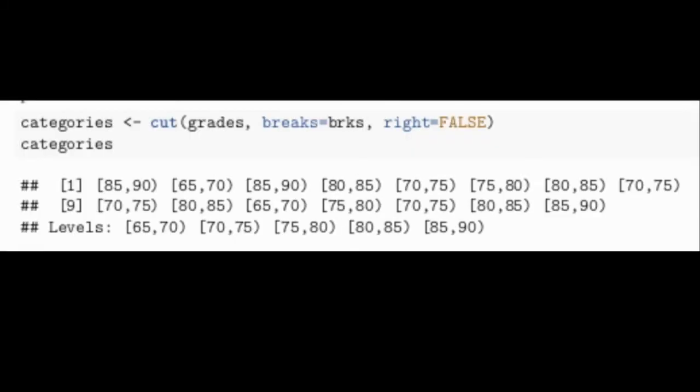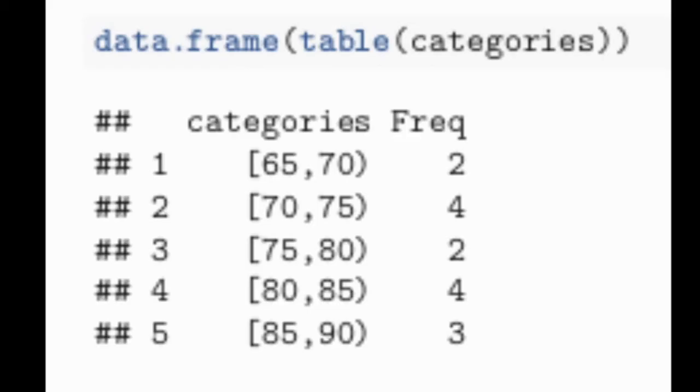These categories were created with a cut command. Cut operates on the data set grades. It needs to know what the breaks are. And of course, we're using right is equal to false. It assigns each of the values to one of these categories. We can do a table of categories to get a frequency table.